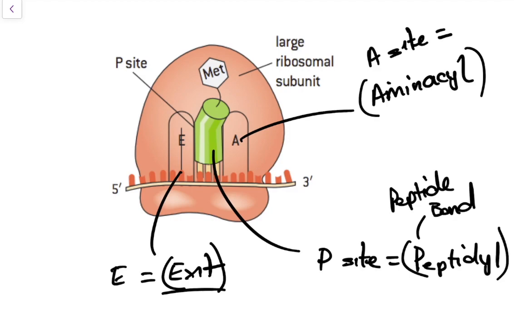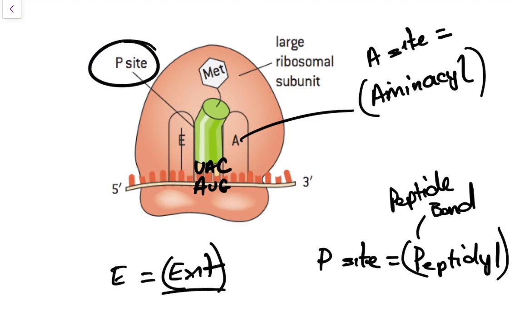Okay, so we can see once the initiator MET tRNA has bound, and it was due to complementary bases, sorry, other way around, it's AUG here and UAC there. Once it's bound and the large ribosomal subunit has attached, we can see that the initiator tRNA is in the P site.